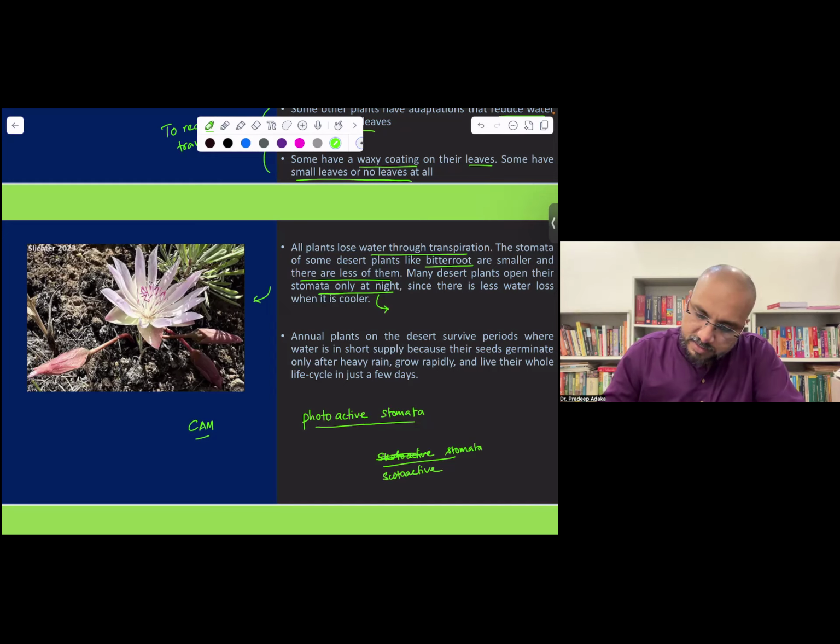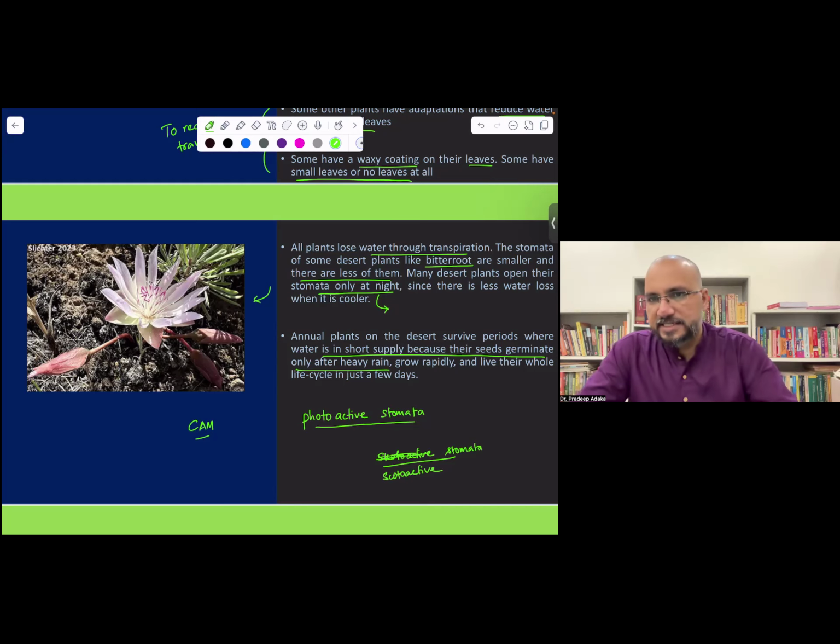Annual plants of the desert survive periods where water is in short supply because their seeds germinate only after receiving rain. So their seeds do not germinate, they remain dormant during the dry period. So only during that short period when moisture is available during the rains, the seeds will germinate and they will quickly complete their life cycle. They are called ephemerals.